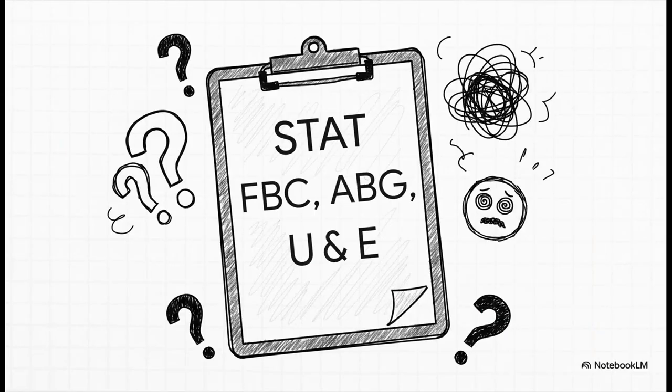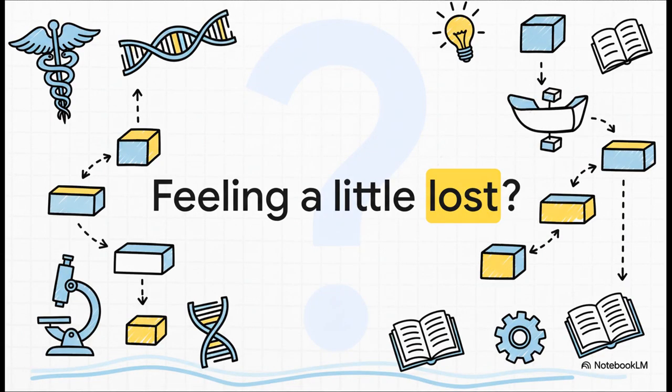Okay, so imagine you glance over and see this written on a patient's chart. Stat FBC ABG UNE. I mean, it looks like complete gibberish, right? Just a random string of letters that means, well, absolutely nothing to most of us. If that looked like some kind of alien language to you, don't worry, you are definitely not alone. It's a language that's built for precision, not really for being easy to read at first glance.